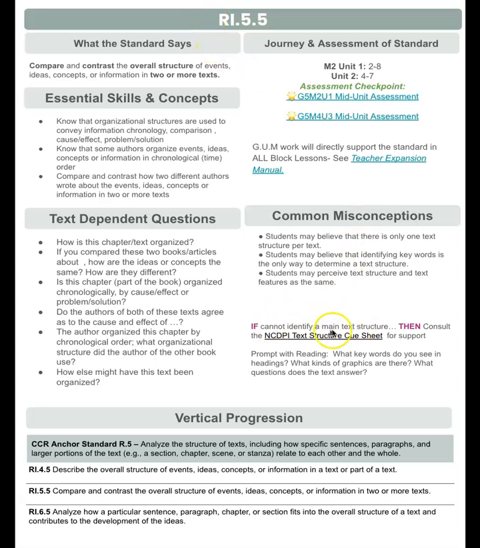So if they can't identify a main text structure, there is that anchor chart in Module 2 that's really good that has those clue words. And there's also a NC text structure cue sheet here. And prompt them to look at the words and answer these questions to figure out what kind of text structure it is.